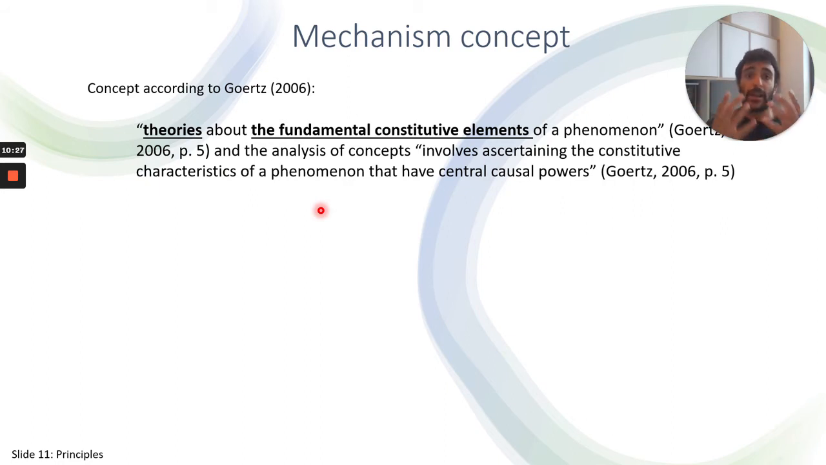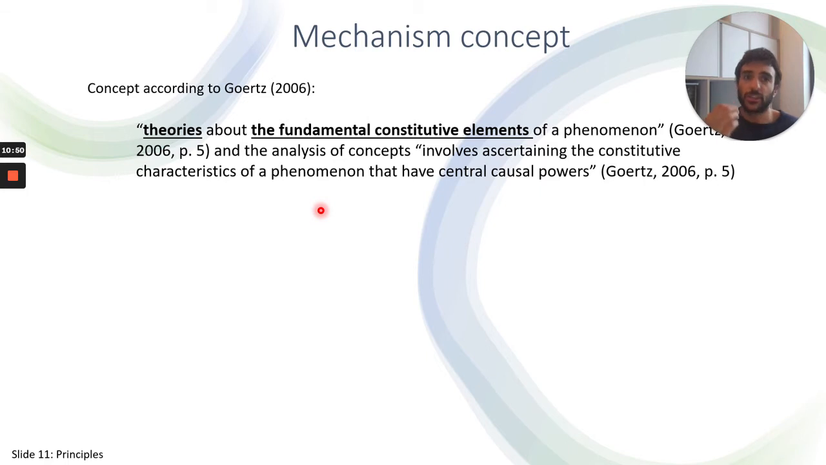And we call that the mechanism concept. The mechanism concept is based on what Goertz called concepts: theories about the fundamental constitutive elements. So here we see that ontological relationship between the theory and the mechanism. The analysis of concepts involves ascertaining the constitutive characteristics of a phenomenon that have central causal powers.